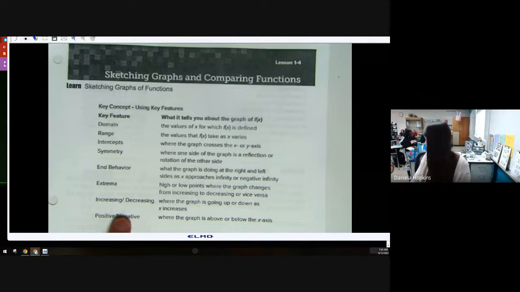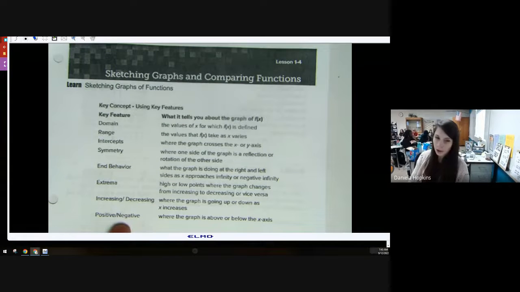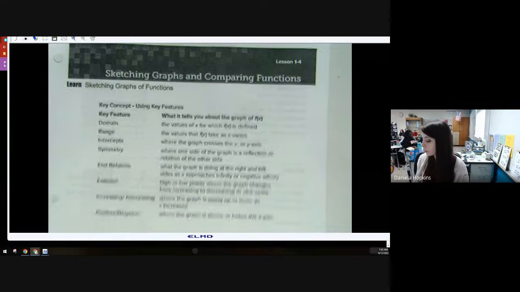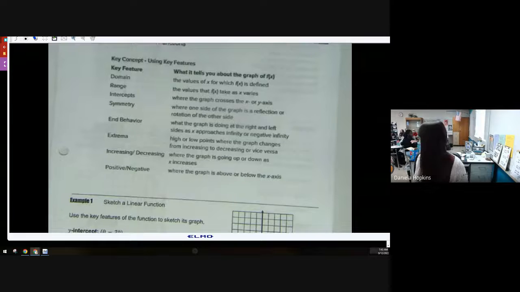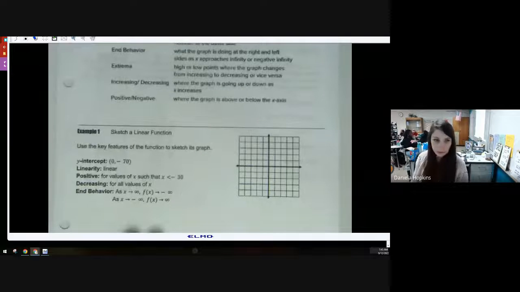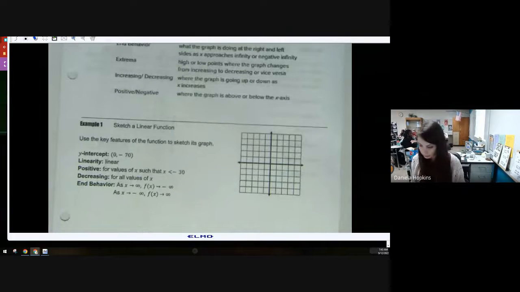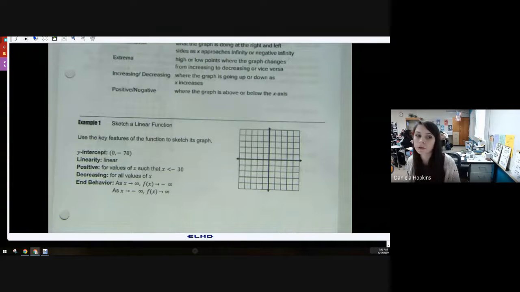And honestly, it's not even that hard. Just how they write it can be a little confusing. But pretty much today what you're doing is sketching graphs, given a list of information about them. So it is a lot of reading, but I don't think it takes a ton of time. So the first thing I'm going to ask you to do is sketch a linear function.